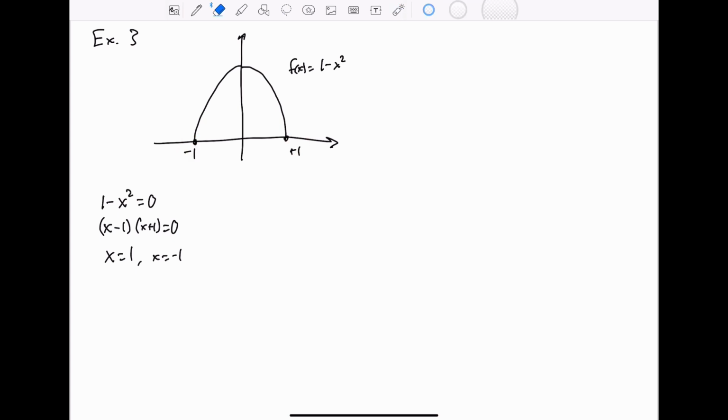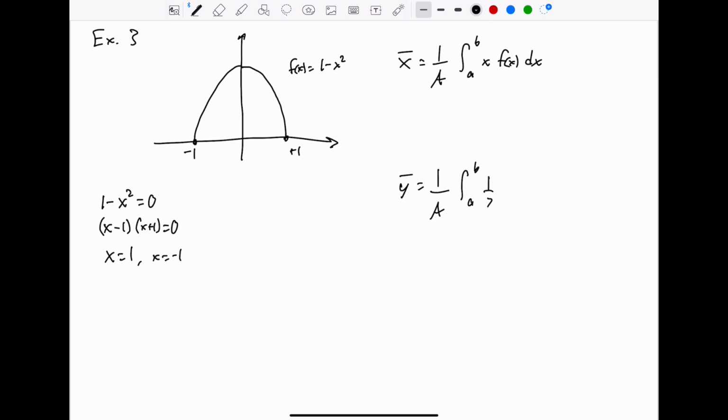Now let's write the formulas for x bar and y bar. x bar equals 1 divided by the area times the integral from a to b of x times f of x dx, and y bar is 1 divided by the area times the integral of 1/2 f of x squared dx. Now the area is simply the area under the curve, the integral from -1 to 1 of 1 minus x squared.